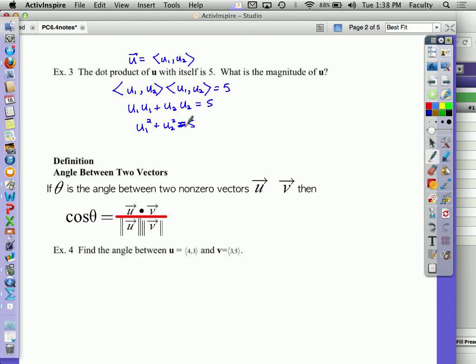So then it's asking me, well, what's the magnitude of u? All right, well, I want to ask myself, what do I know about that? If its component form is u sub 1 comma u sub 2, I know the magnitude would be the square root of u sub 1 squared plus u sub 2 squared. Is anybody seeing a connection now? What do we know? It's the square root. Yeah, you know u sub 1 squared plus u sub 2 squared is 5, so the magnitude is the square root of 5. Crowd goes wild.